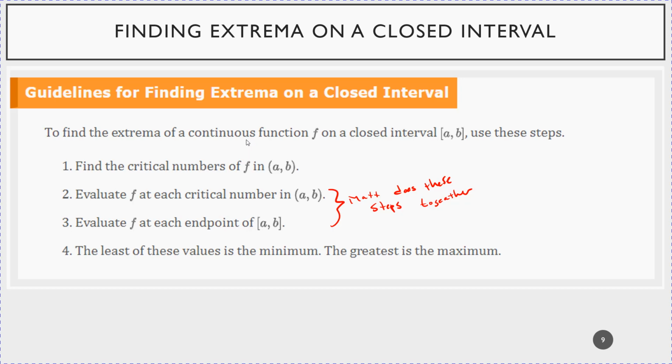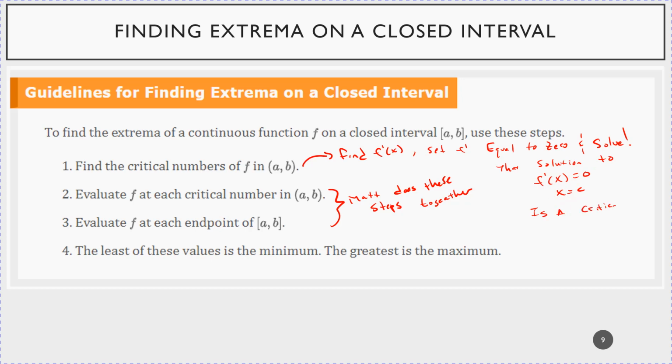Okay. So how do you find critical numbers again? This first step: find f prime of x. Set f prime equal to 0 and solve. That solution to f prime of x equals 0, you're going to get something like x equals c, is a critical number. That critical number tells me that you're either at a peak or at a valley.